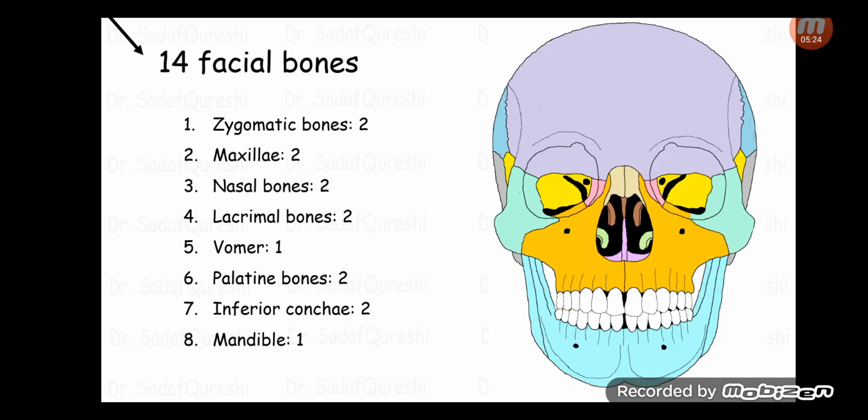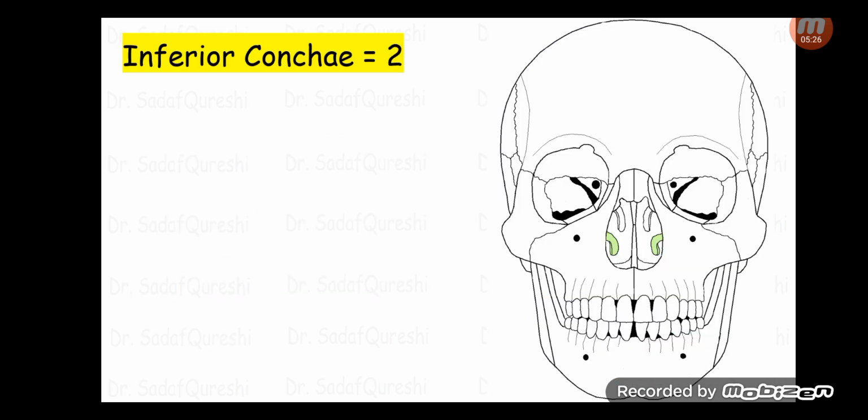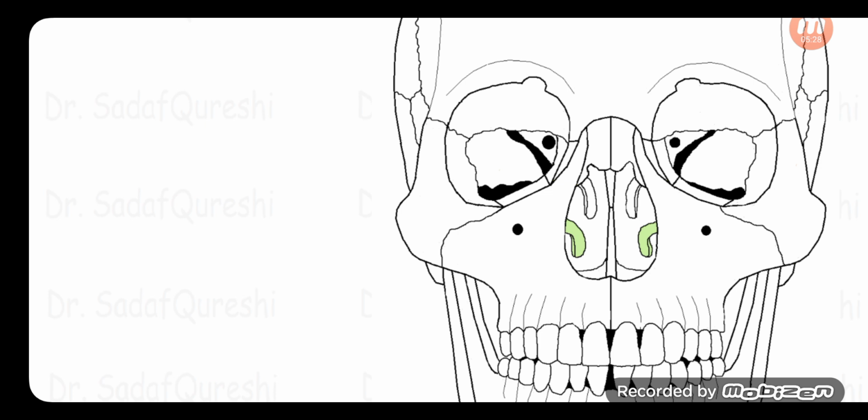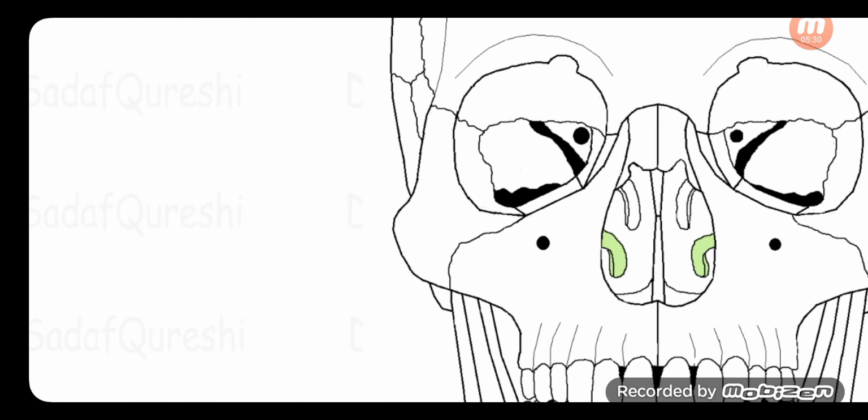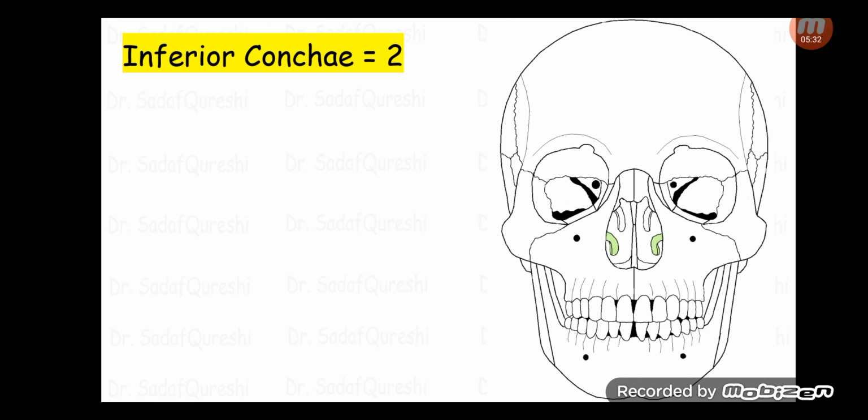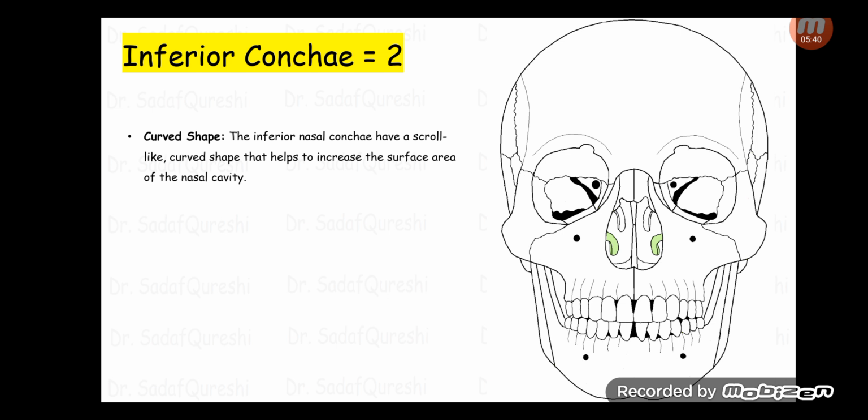Then we will talk about inferior concha, and in this diagrammatic representation, the colored part is the part that is showing inferior concha. So basically, this is inferior concha bone. They are paired. That means they are two in number in each skull.